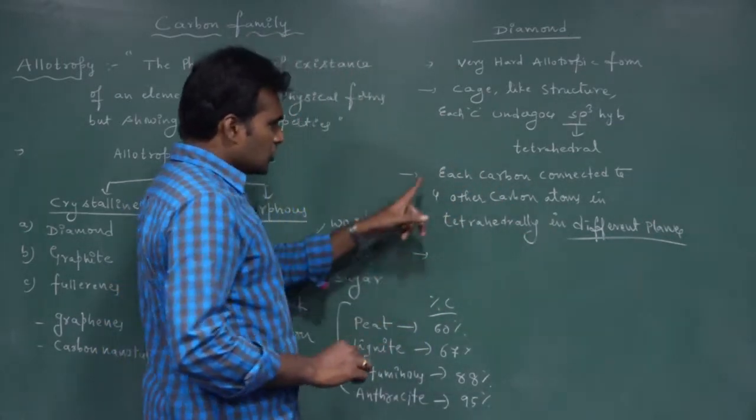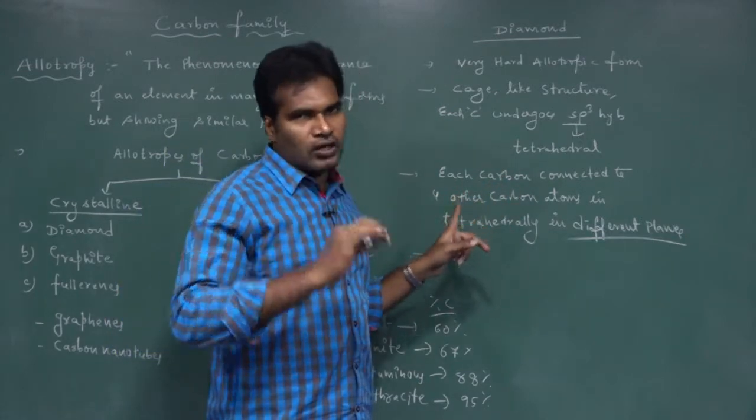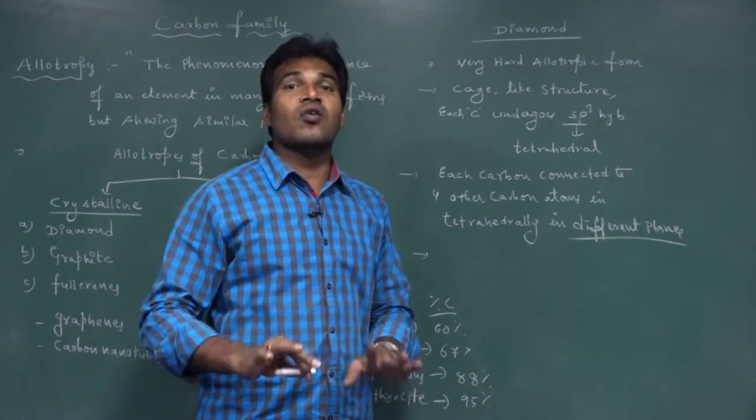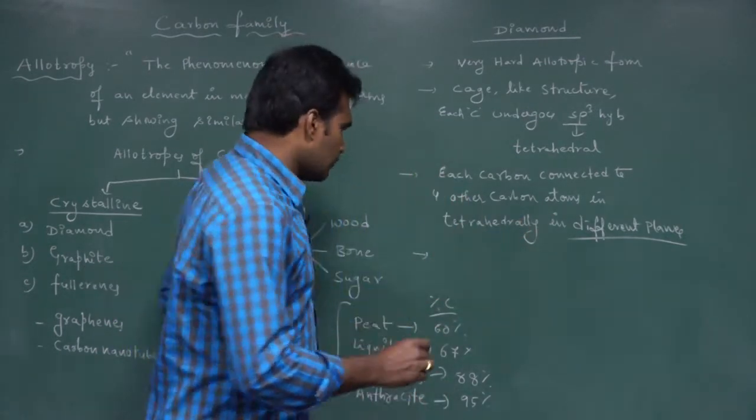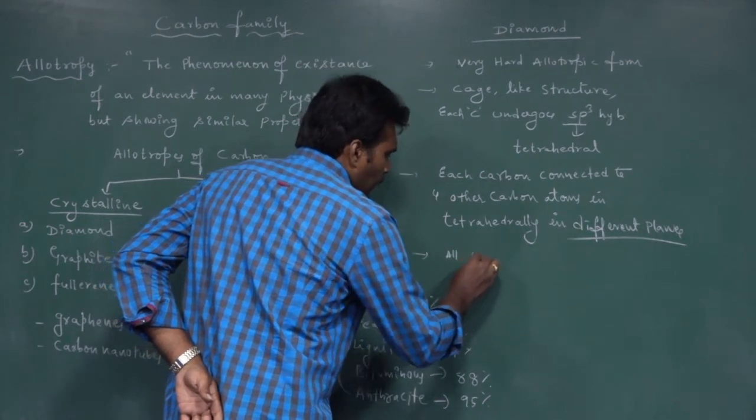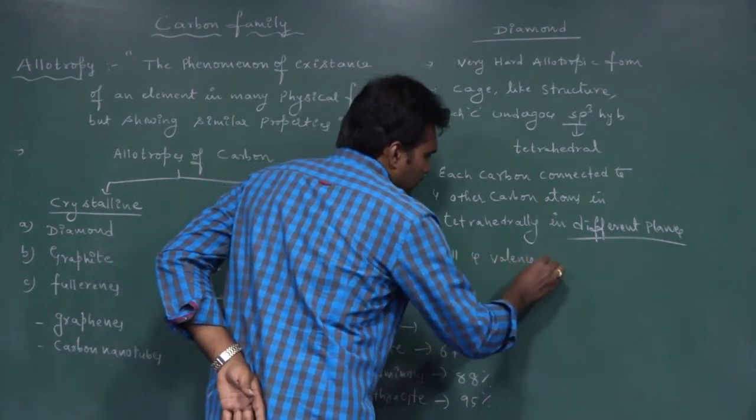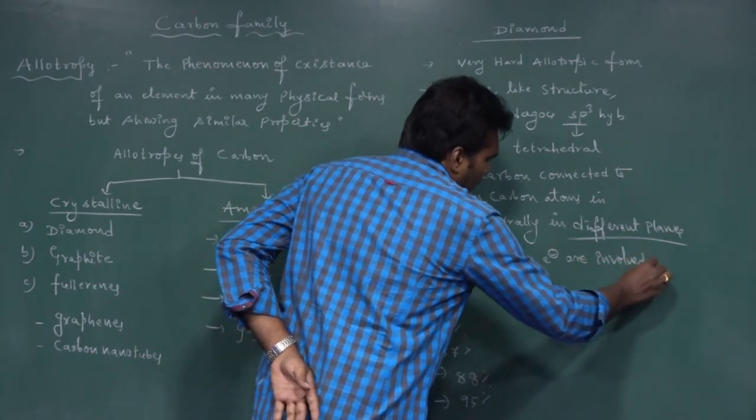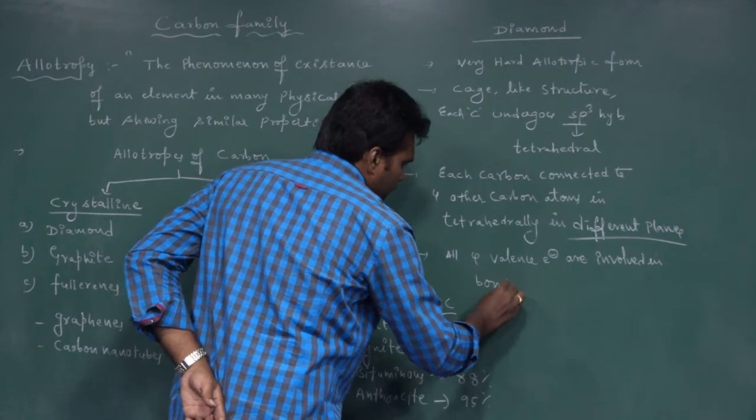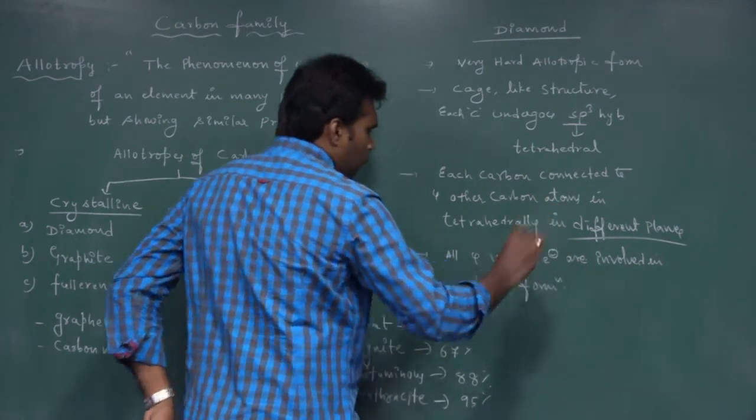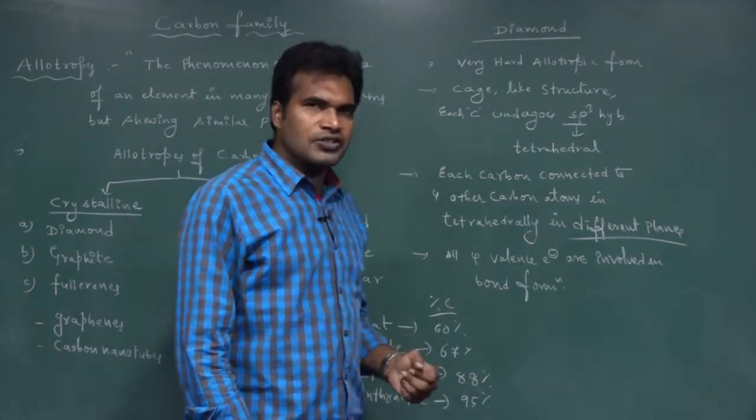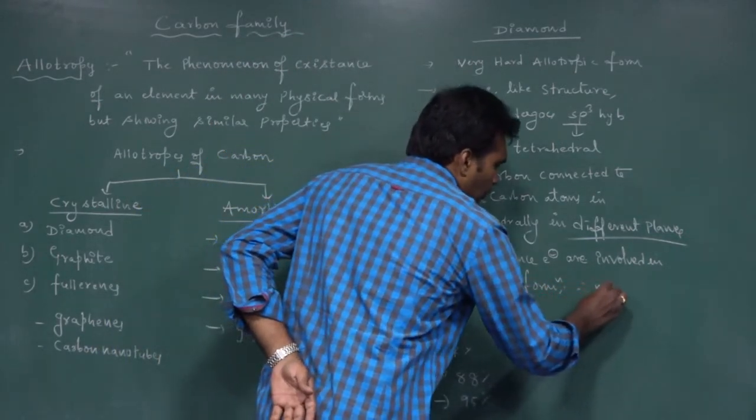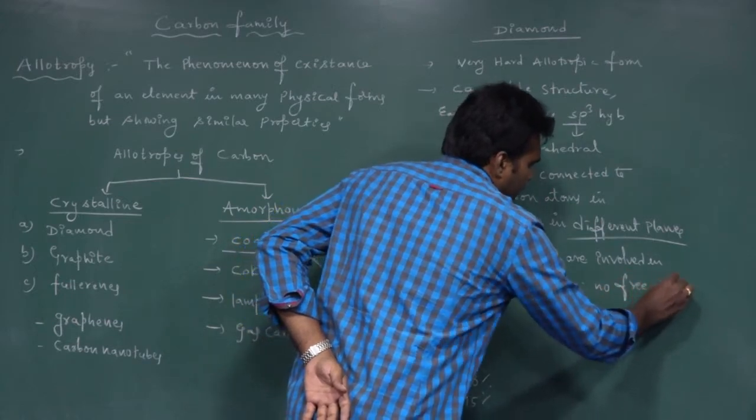And next one, each carbon is connected to how many other carbon atoms? 4 other carbon atoms. What is the valency of each carbon? 4. So all 4 valency electrons are involved in bonding formation. If all 4 electrons are involved in bonding formation, is there any free electrons? No free electrons.